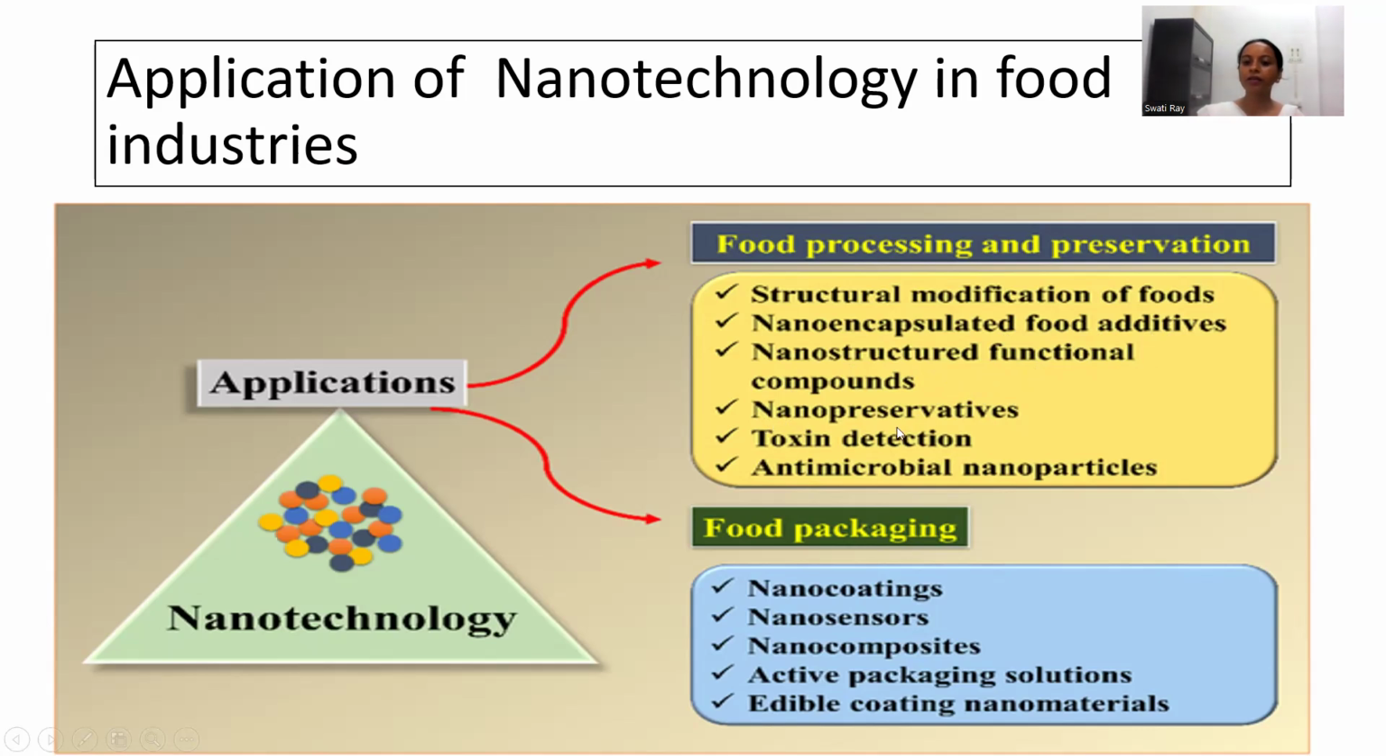Further, another application is nanopreservatives. Preservatives in the size of nanoparticles are very effective as compared to larger preservatives. Then there are toxin detection and antimicrobial nanoparticles. The other area of nanotechnology applications is covered in food packaging, such as nano coatings, nano sensors, nano composites, active packaging solutions, and edible coating nanomaterials. So these are all the applications of nanotechnology in the food industry.